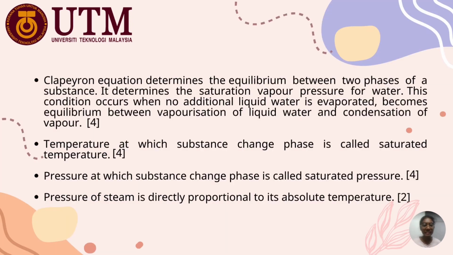The Clapeyron equation determines the equilibrium between two phases of a substance. It determines the saturation vapor pressure for water. This condition occurs when no additional liquid water is evaporated. It becomes equilibrium between vaporization of liquid water and condensation of vapor. Temperature at which a substance changes phase is called saturated temperature. Pressure at which a substance changes phase is called saturated pressure. Pressure of steam is directly proportional to its absolute temperature.